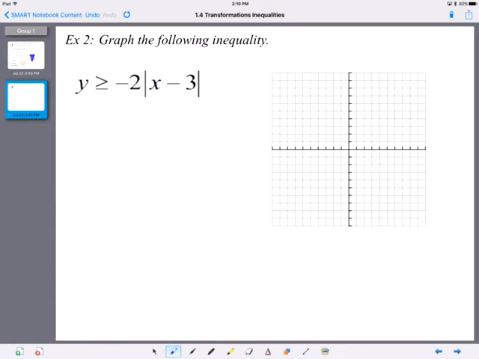The x minus 3 inside, the 3 is happening with the x, so that's a shift left and right. So on this one, we're going to go to the right 3, so 3 units to the right.